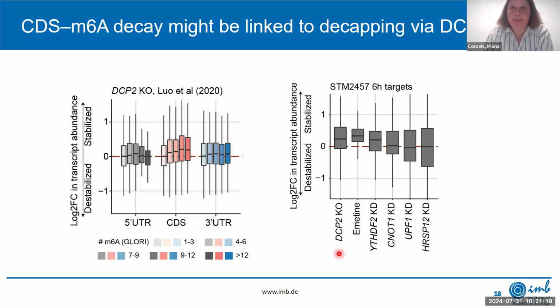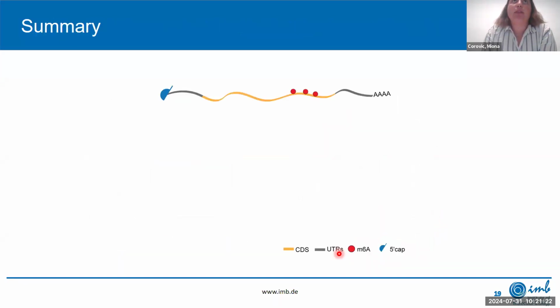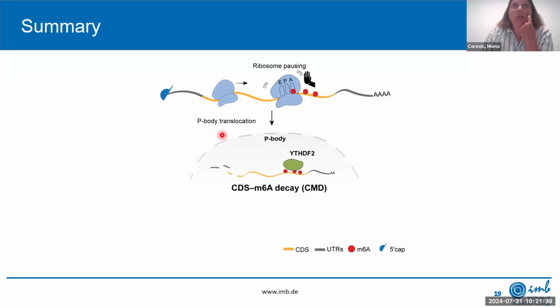There we need to do more experiments. And this leads me to the summary of the talk already. So once we have the mRNA molecule that has M6A sites in the CDS and is being translated, once M6A is in the A site of the ribosome, it will induce ribosome pausing, and these transcripts will be translocated into the P bodies, where they will be bound by YTHDF2 and degraded in the pathway that we named CDS M6A decay, or CMD shortly. And more factors here would need to be distinguished in future work.